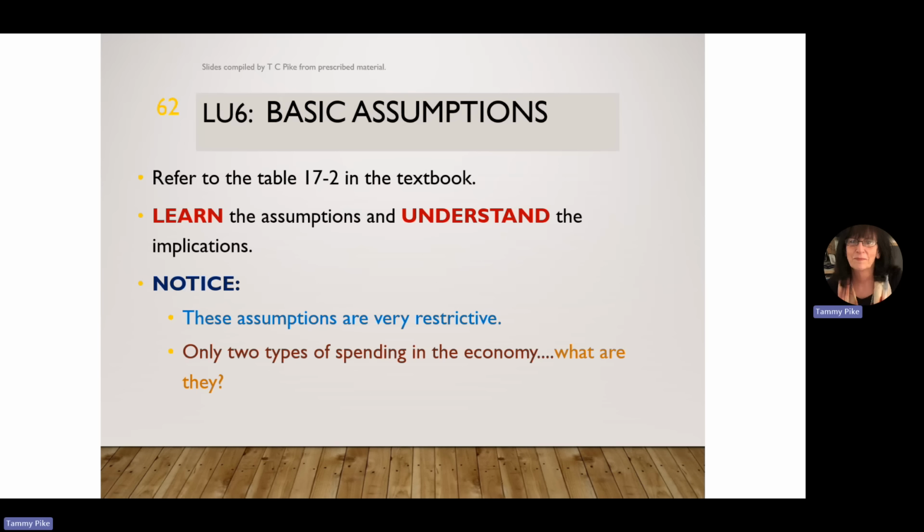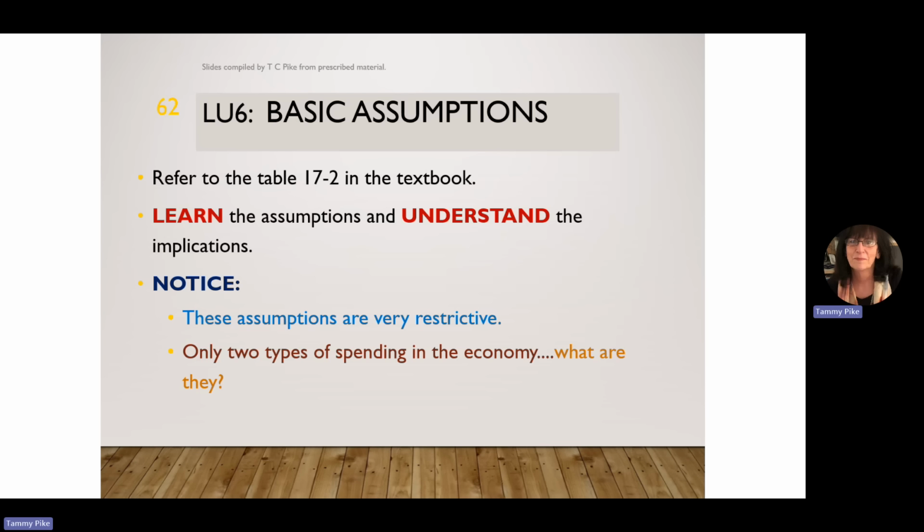Then we go to those basic assumptions. And I've said to you already, learn and understand them. By understanding, we're saying know the implications. And then notice that they are very strict assumptions. And what they are is we end up with only two types of spending in the economy, because there's no government, there's no foreign sector. That means there's only households and firms. And that's what we mean. There are only two types of spending in the economy. What are they? Spending by households and spending by firms. Could be the question they ask you.